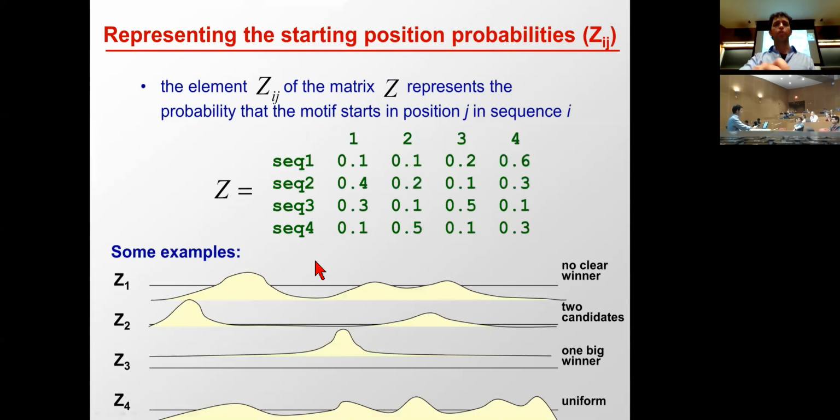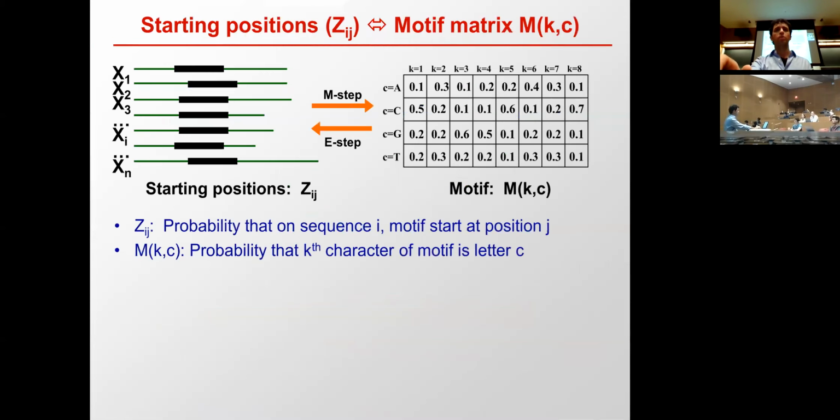How do we represent the starting positions? Well, the starting positions is simply a score at every nucleotide position that basically tells me what is the probability with which the motif is starting at that position. And we can represent that in some matrix Zij that basically tells us for every sequence I and every position J, what is the probability of starting a motif instance at that location. Okay, although that should be quite trivial.